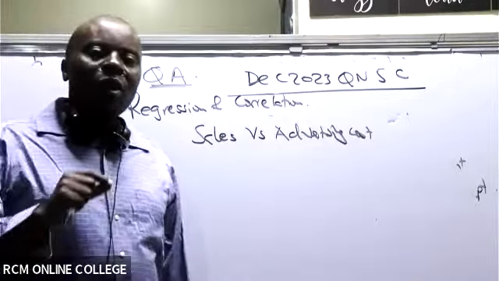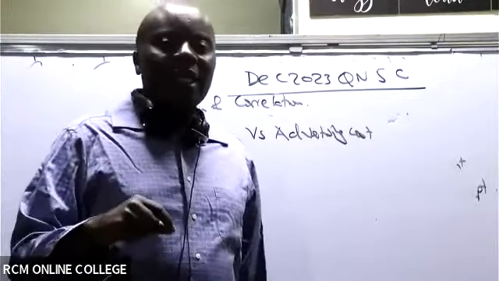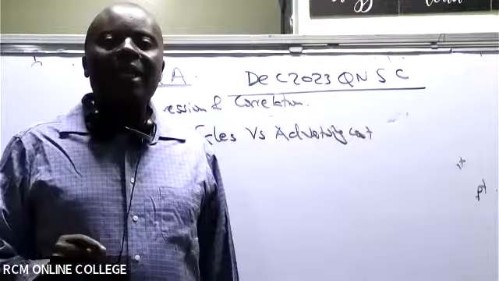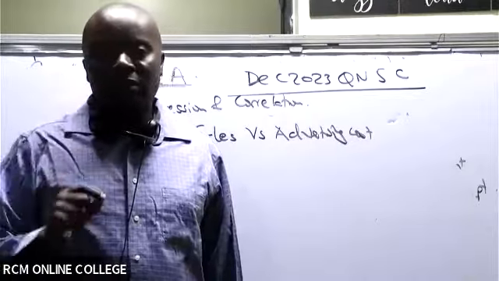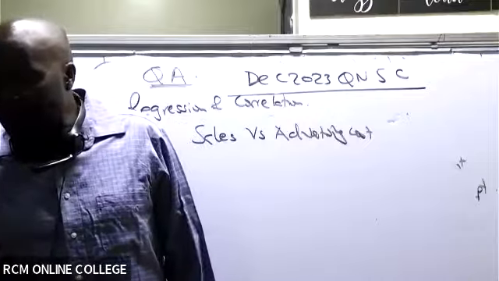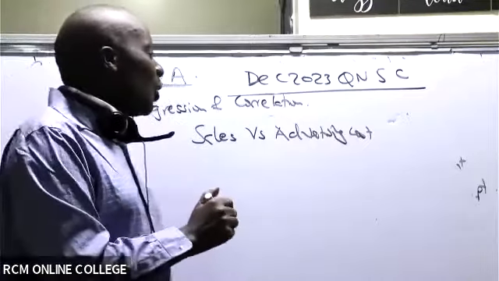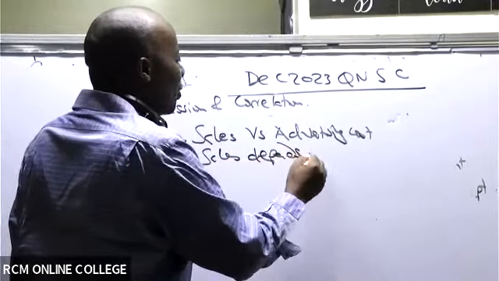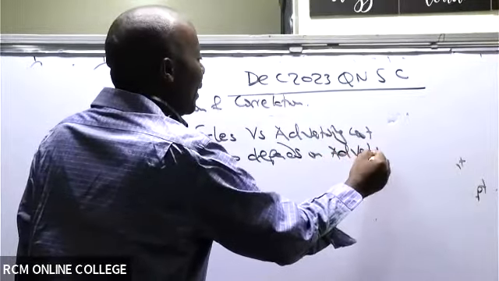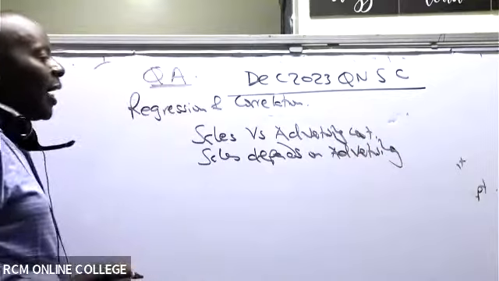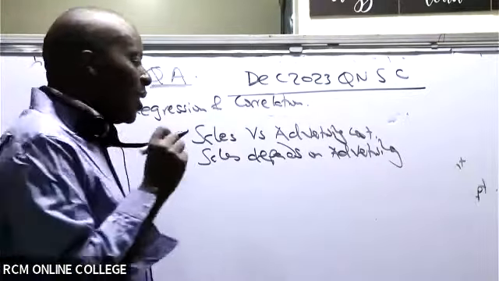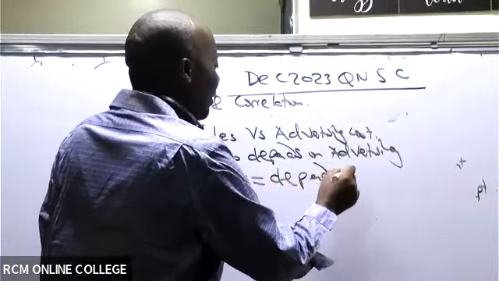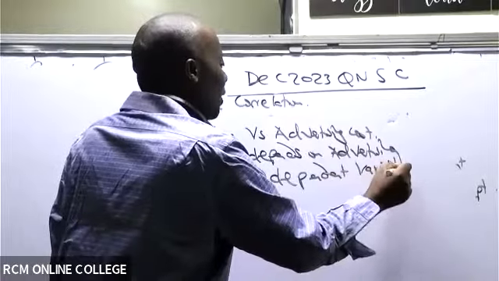Ladies and gentlemen, what I know, if we are aggressively advertising, like RCM College, the moment you aggressively advertise, then sales will have to grow. Sales depends on advertising. Thank you very much, Sabrina. So it is sales. Sales depends on advertising. And therefore, sales is the dependent variable.